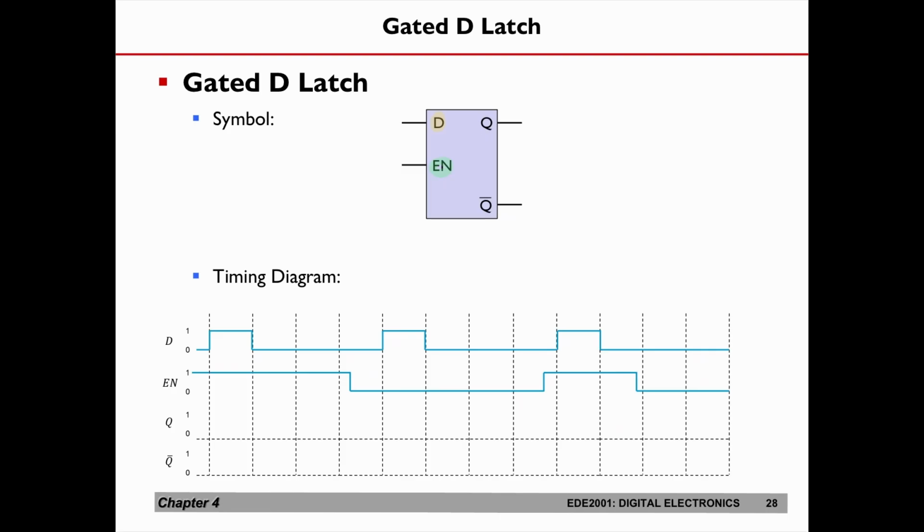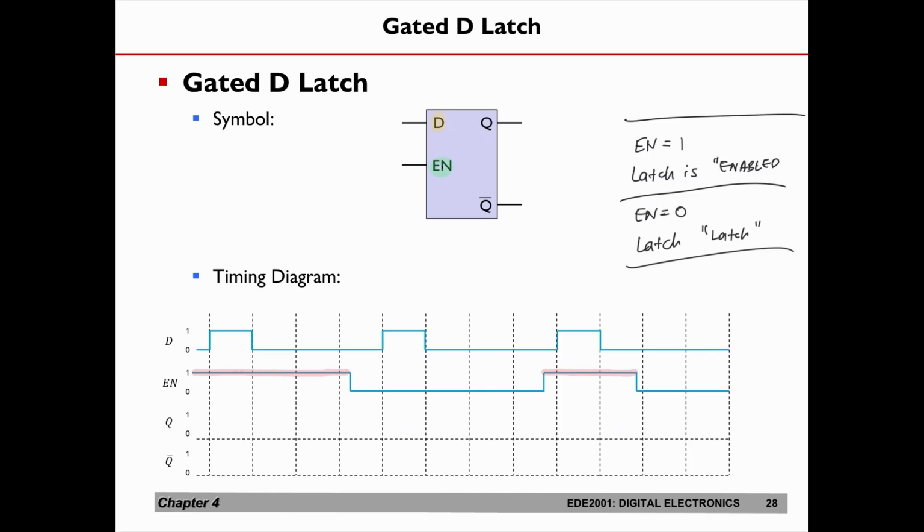If you look at the timing diagram, what you need to focus on is when the latch is enabled. When the enable equals 1, the latch will be active. Take note, only when enable equals 1 will your latch be active or enabled. When enable equals 0, your gated D latch will always be in the latch mode. Nothing will change, the output will not change. Okay, so please take note of that. Whatever we have here, you just need to focus on the enable equals 1.